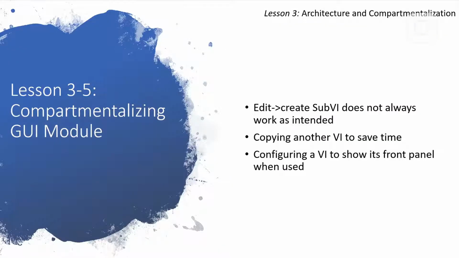Today, we'll do it with the GUI, but it's not as straightforward because we have a lot of controls and indicators. Instead of using edit and create a sub-VI, we'll copy another VI and just place it inside. We will also configure the VI to show the front panel when it's run, because all of the interaction for the user will be in the GUI VI. This is what needs to be in front, not the launcher.